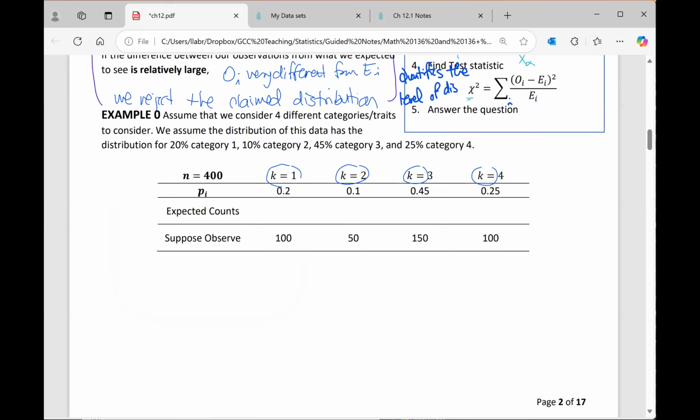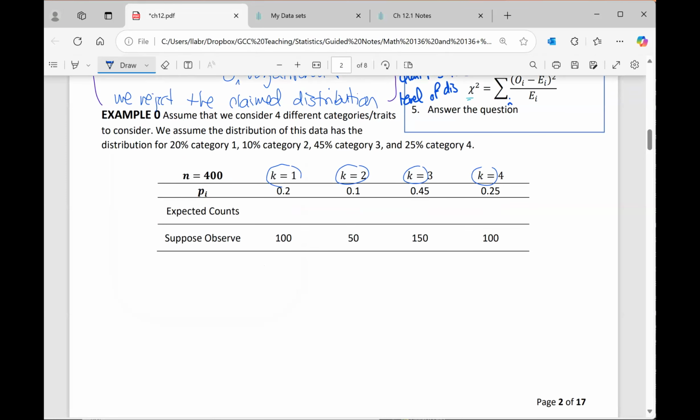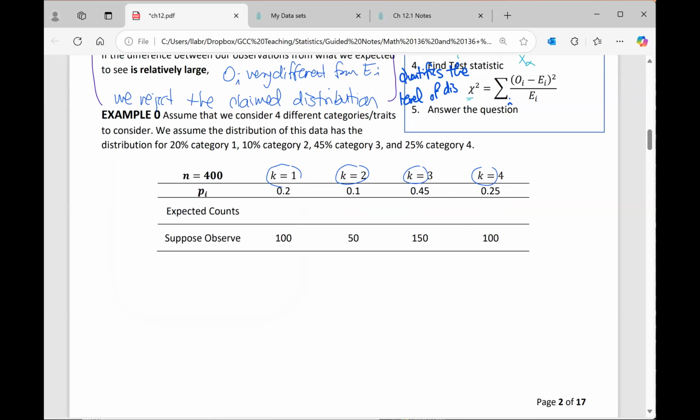And we're going to say that suppose that we know the distribution. So here's the claim. From that claim, we get the p_i, where category 1 has 20% of the individuals. Category 2 is going to get 10% of individuals with some trait or characteristic. And we just keep going. In other words, we know the proportion, like how often category 1 would appear.